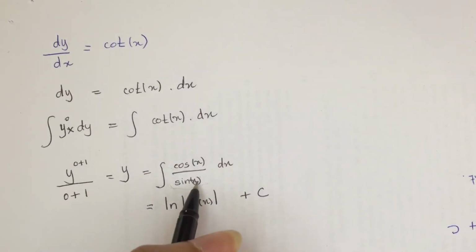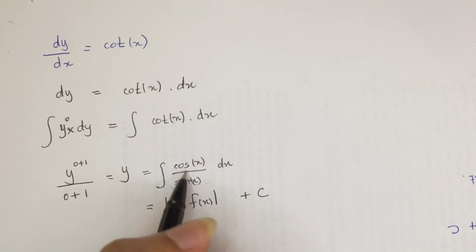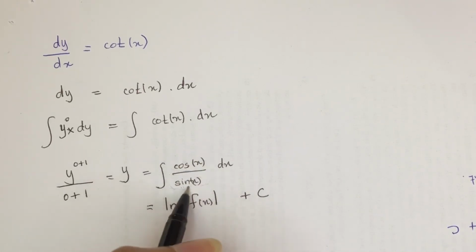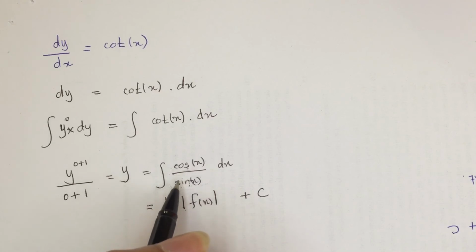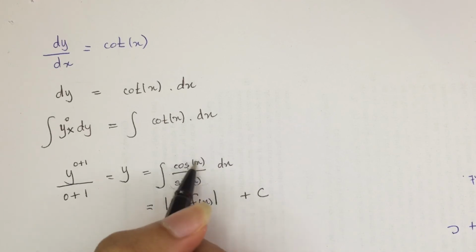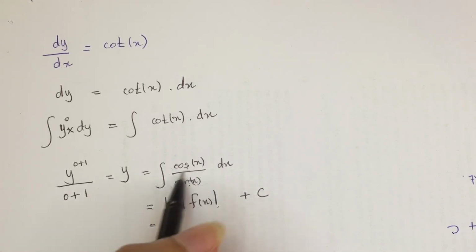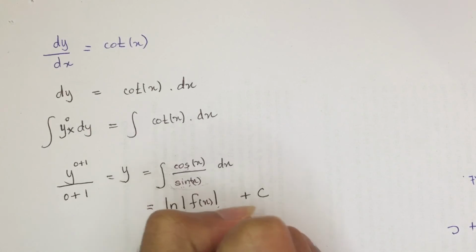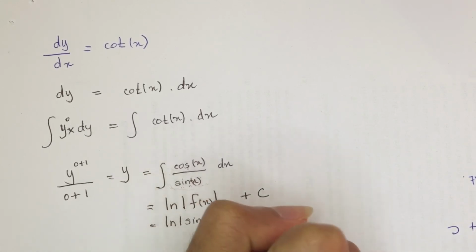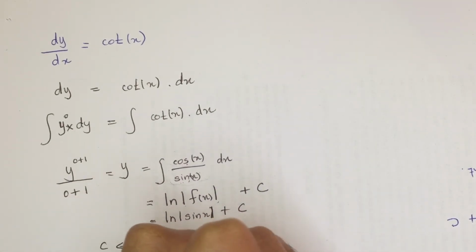So here I'm seeing sin x as the function of x, and the upper part is the derivative of sin x. The derivative of sin x is cos x, so it is the derivative of this function of x. Not only sin and cos, if you see any form where the upper part is the derivative of the lower part, you can directly write ln mod f of x. Remember to put the mod sign. So f of x in this question is sin x, so you can directly write ln mod sin x plus c. Remember, you need to write this part. c is the arbitrary constant.